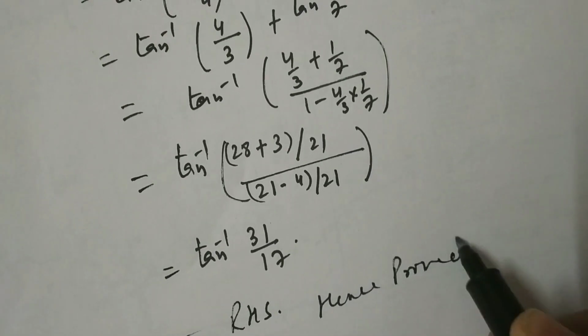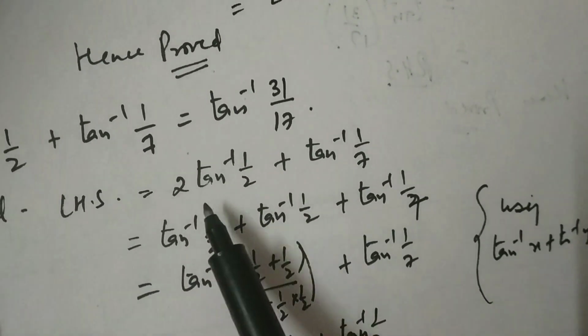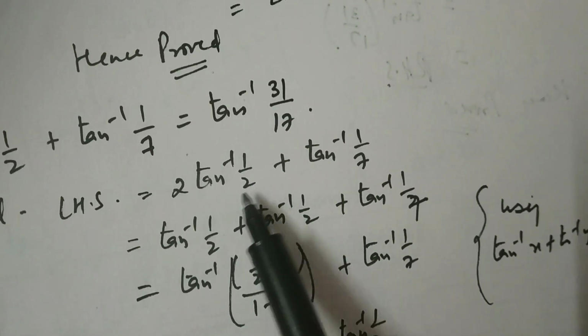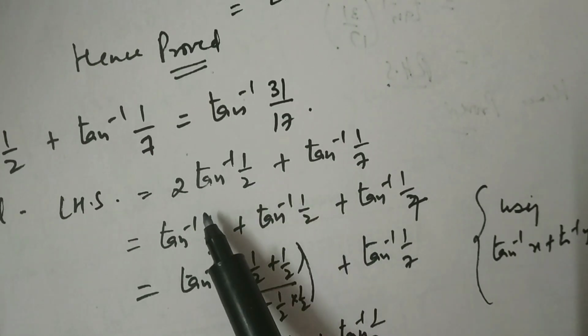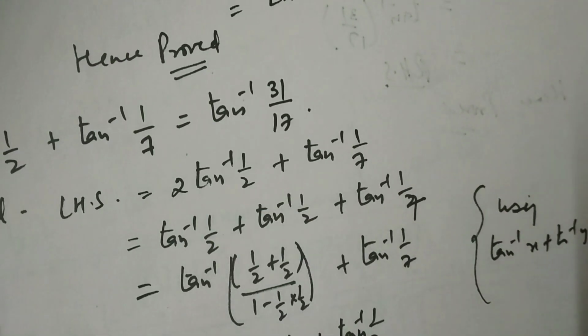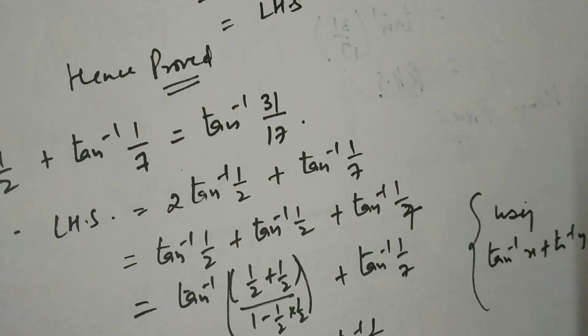Now the same question can be done by the second method, which I will just explain here, since we will be using the formula for 2 tan inverse x. 2 tan inverse x can be written as tan inverse 2x upon 1 minus x square. So directly that formula we can use here.